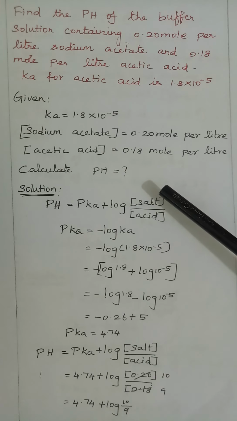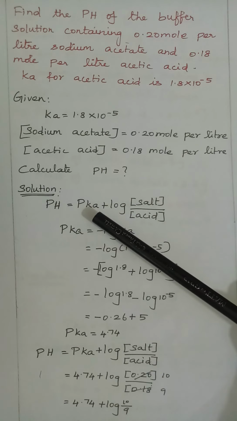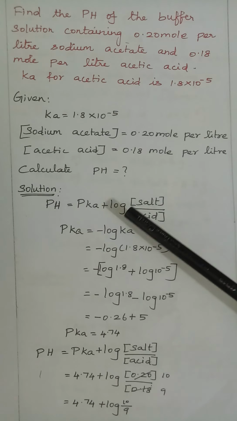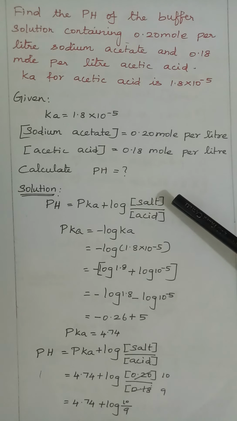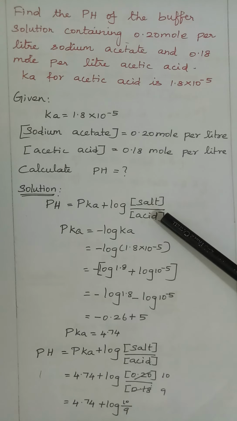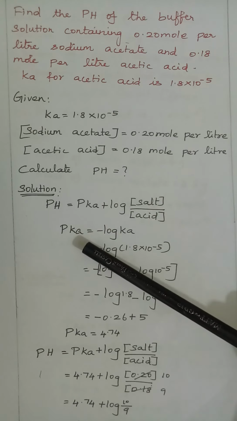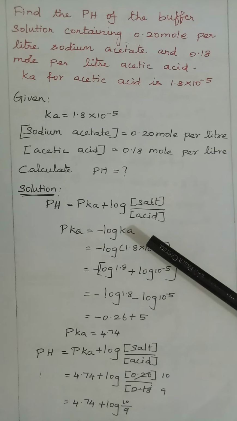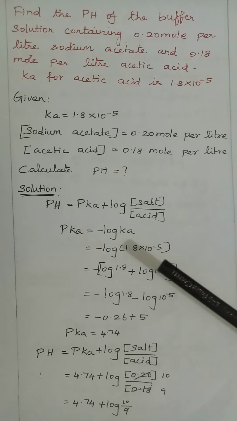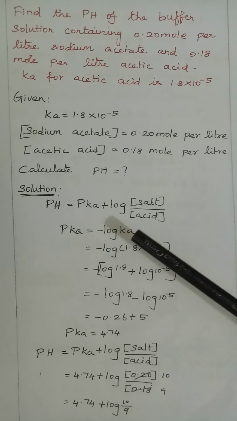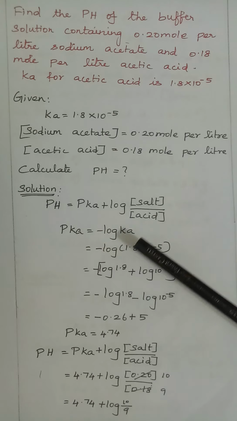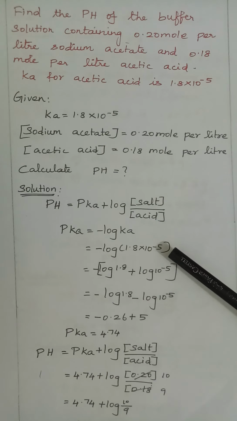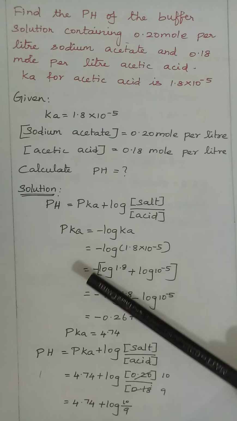The pH formula, according to the Henderson equation, is pH equal to pKa plus log of the concentration of salt divided by the concentration of acid. pKa is equal to minus log of Ka. First you have to calculate the pKa value. pKa equals minus log of 1.8 × 10^-5, and the minus is taken outside.